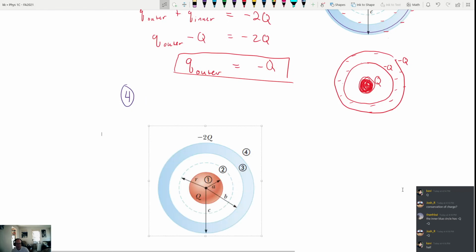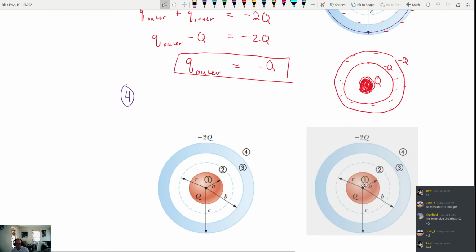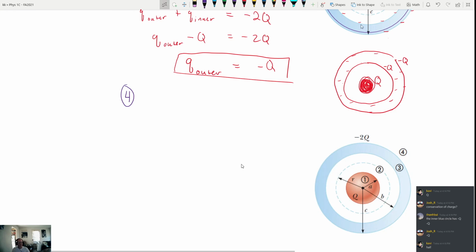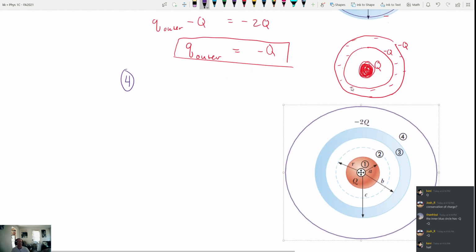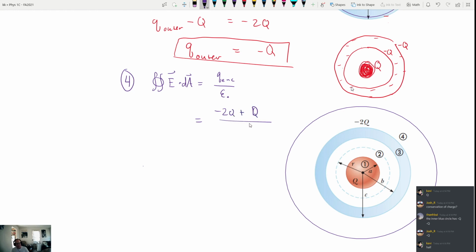Okay, for part 4, now we have to do another region. We need to put a Gaussian surface outside the whole object. And now we go through the same process again. We do integral E dot dA, which has to be equal to charge enclosed divided by epsilon naught. But now the charge enclosed is going to be negative 2q plus positive q, because there's a total of negative 2q plus positive q. All the other stuff doesn't really matter once we're outside. This is our Gaussian again.